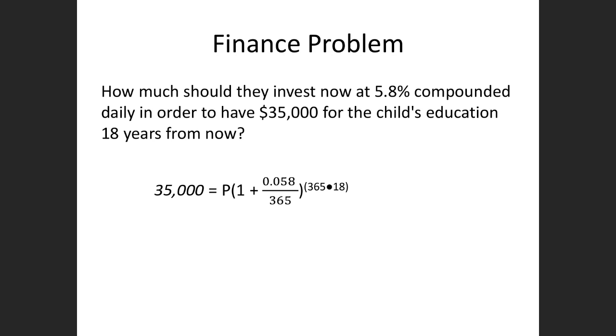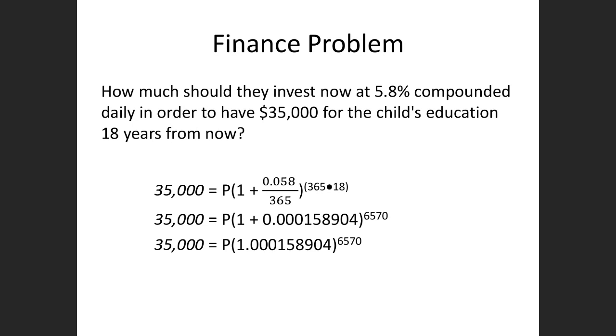Let's go ahead and plug it into the formula. Again, the way I would do it is I would do the division first. I would do the 0.058 divided by 365 first. Then I would add 1 to it. It's going to give me 1.00158904. Again, 365 times 18, I would have used my calculator for that. Okay, it gives me 6570.